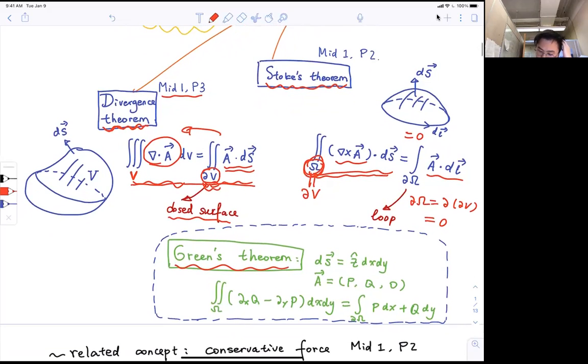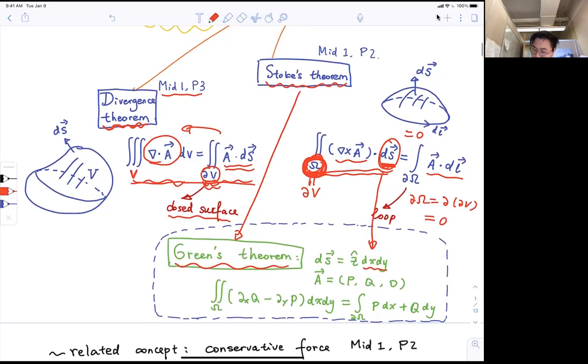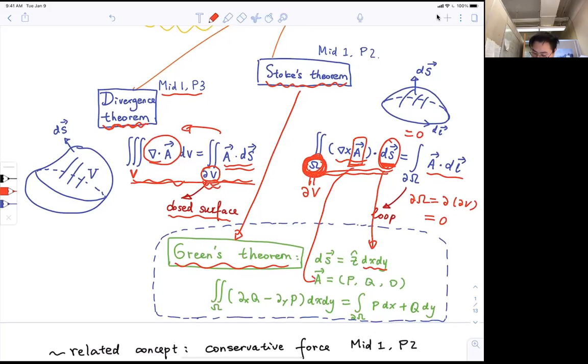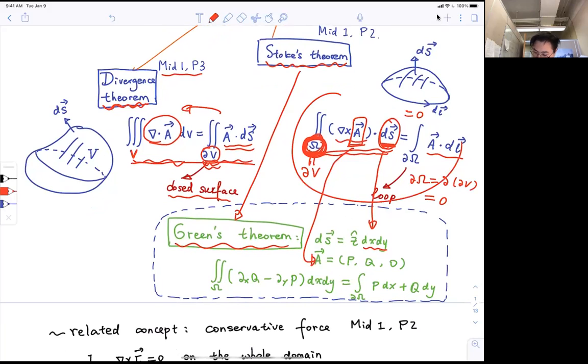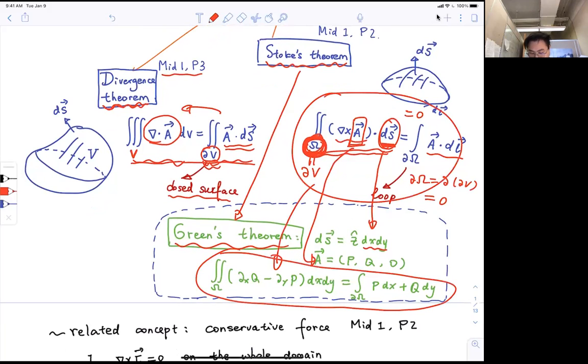So for example, from the Stokes theorem, if we assume this surface is within the xy plane, meaning that this ds, this infinitesimal area element, is just dx dy, and the direction is z hat, right? And if we assume that the vector A is in this form, basically P, Q, 0, 0 meaning that the z component is 0, and then plug into this, we will get this Green's theorem. So it's just a special case.